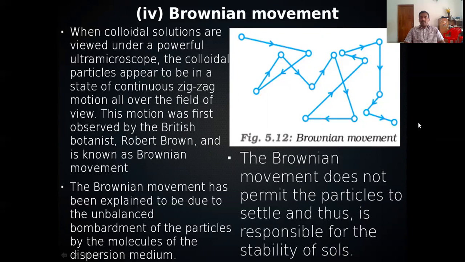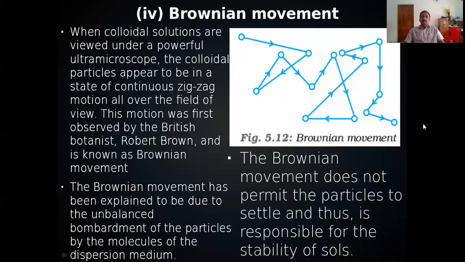And what is the reason for this Brownian movement? The reason for the Brownian movement is unbalanced bombardment of the particles by the molecules of the dispersion medium. The molecules of dispersion medium are in continuous motion. They will collide with the dispersed particles, and the collision may not be balanced. Therefore, in one direction it will move.